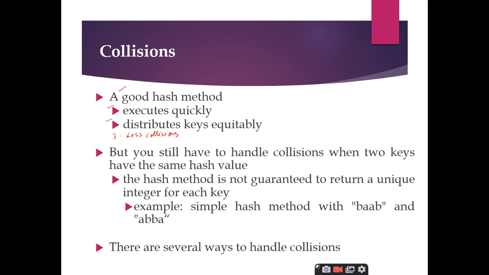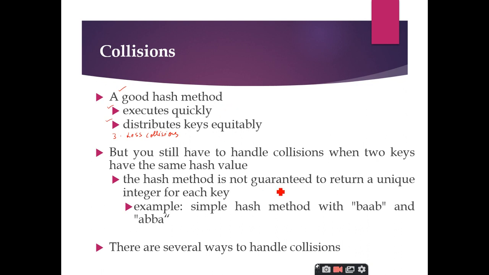Collision is nothing but when two values result in generating the same hash key; that particular situation we call a collision. So when more than one value is resulting in generation of the same key, we call it a collision. As I told you, you can never avoid collisions, but you can take measures to lessen them, right?